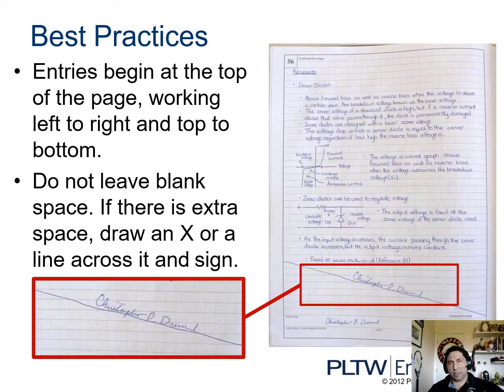Entries begin at the top of the page. You work from left to right, top to bottom, just like normal. You do not leave any blank spaces. If there is an extra space, draw an X or line across and sign it. Okay, again, you want to make sure that nothing can just be added in there at random.